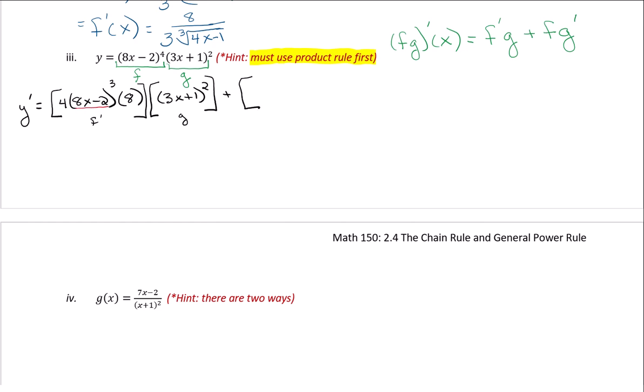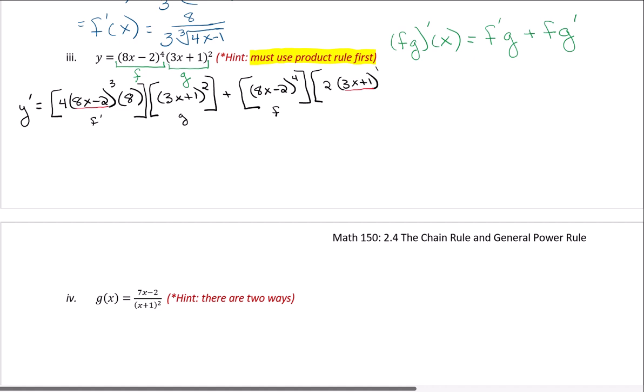Now we're going to leave f function as it is. That's the 8x minus 2 to the fourth. So that's just the f function. Now times g prime. So looking at g, we multiply the front by 2, leaving the 3x plus 1 the same. Subtract 1 from the exponent, we get 1. But again, it's also a composite function, so we need to multiply it by the derivative of the inside, which would just be 3. So there's g prime. So again, we did the product rule and the chain rule.